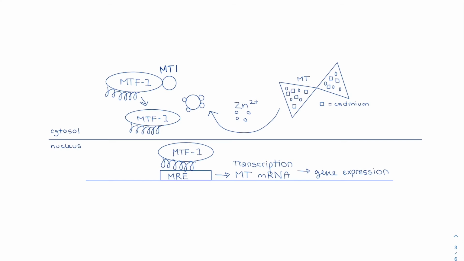And we have this MTI inhibitor, and free zinc binds to that inhibitor, which causes it to break free from this MTF1. MTF1 then moves to the metal response element and drives the expression of metallothionein. So this is how high zinc increases the expression of metallothionein.